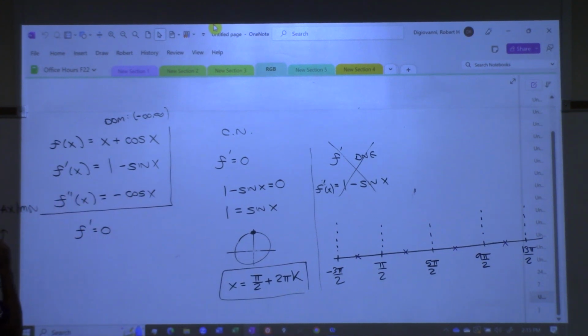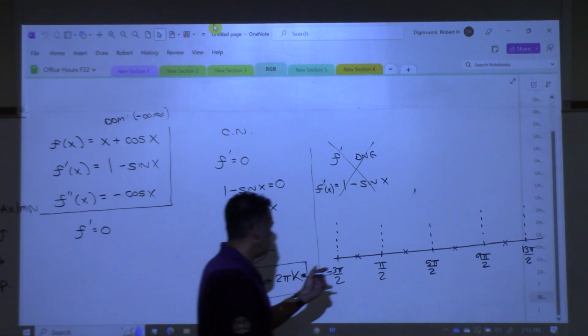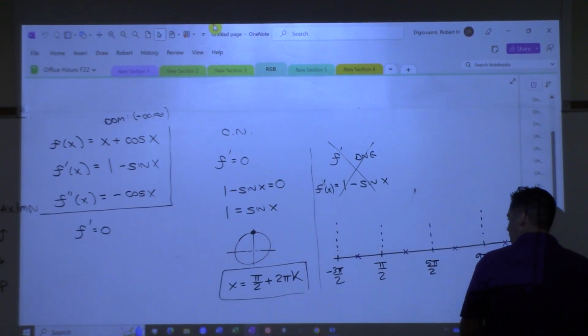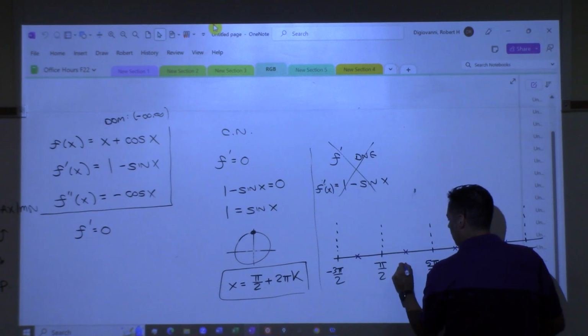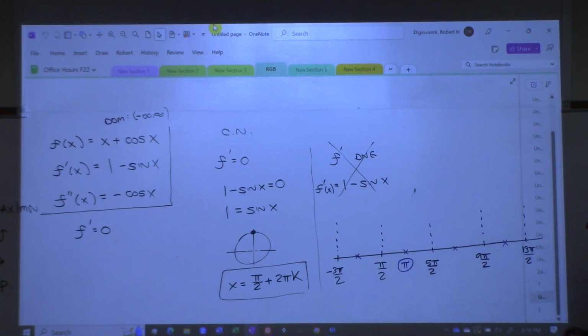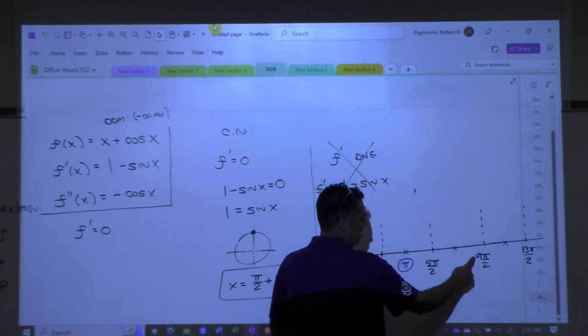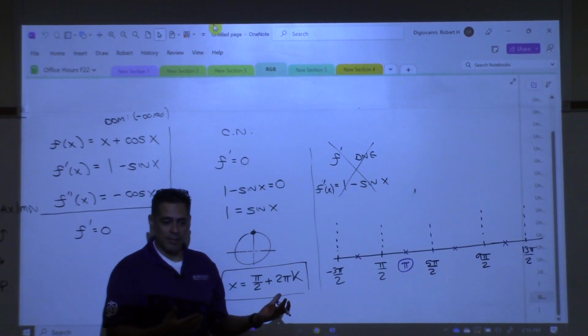Where are we plugging it in? Yeah, let's put them here first, sorry. This would be pi. That's going to be a test point. What's another test point? Between here and here. 3 pi. Could you use 3 pi? You can do 4 pi. It's anything you can come up with between those, right?